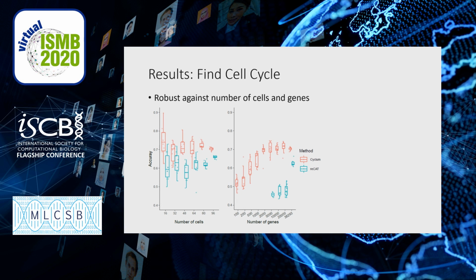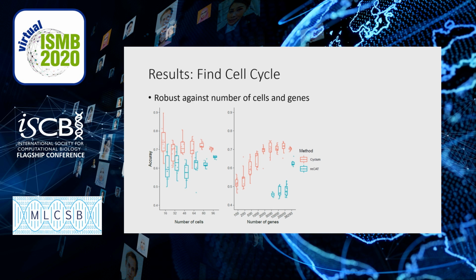We also tested if the number of cells or number of genes affect the accuracy of the methods. We subsampled the cells and genes and tested cyclone against recat. The left panel is for subsampling cells. The number of cells is for each stage, so the total number of cells is 3 times as large. Lower numbers of cells introduce more variances into the result, but the average performance generally holds.